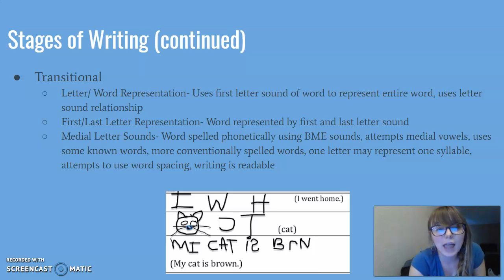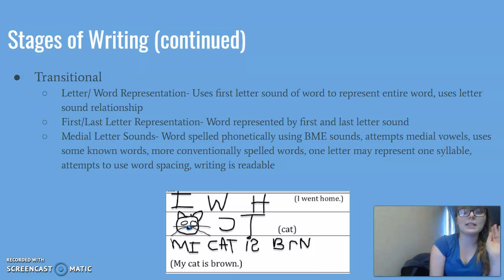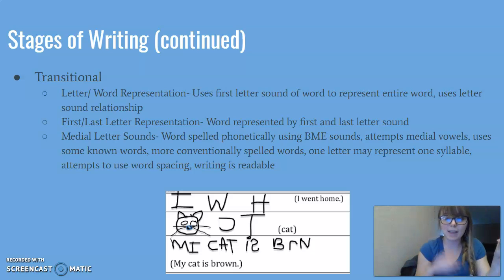The next one is first-last letter representation, where a word is represented by first and last letter sounds. So again, you see a picture of a cat, and then you see CT. So they had the first and the last letter of the word. They just forgot the middle one.